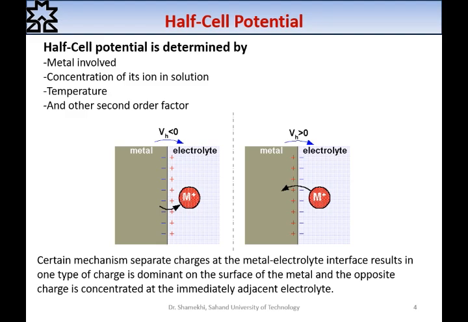And this half cell potential is based on a certain mechanism. This mechanism separates charge at the metal electrolyte interface, resulting in one type of charge being dominant on the surface of the metal, and the opposite charge being concentrated at the immediately adjacent electrolyte.